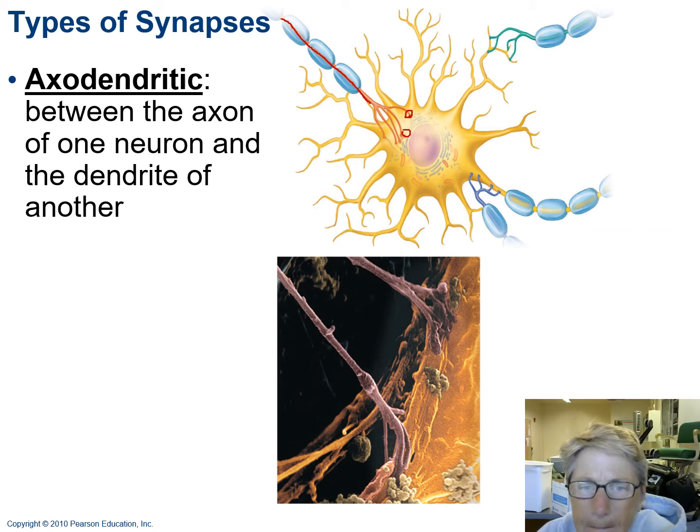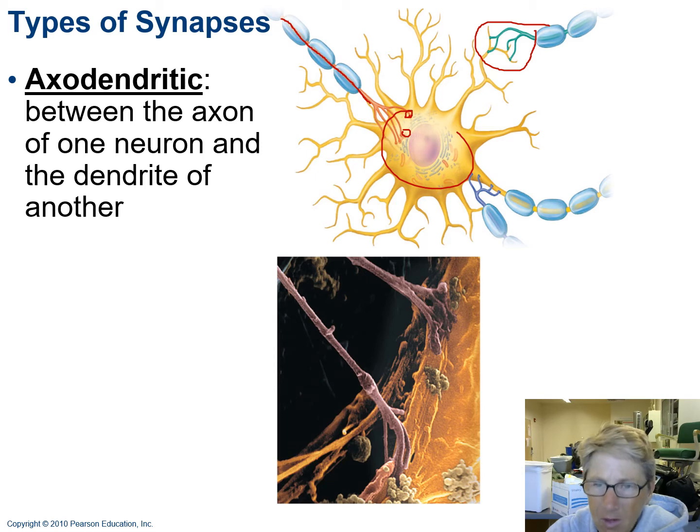And this part of the cartoon actually shows axosomatic, because the axon terminals are on the soma or cell body. These guys out here show an axodendritic synapse, because here's the axon of the presynaptic neuron, here's the axon terminals synapsing with dendrites of the postsynaptic neuron. So this big guy is the postsynaptic neuron.